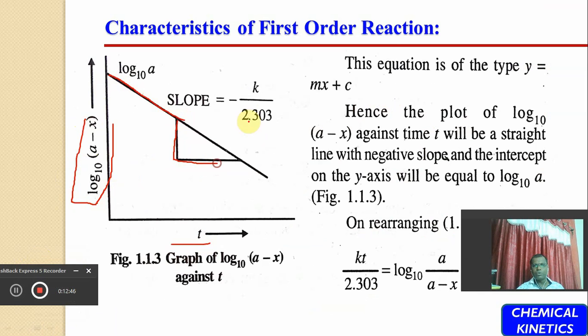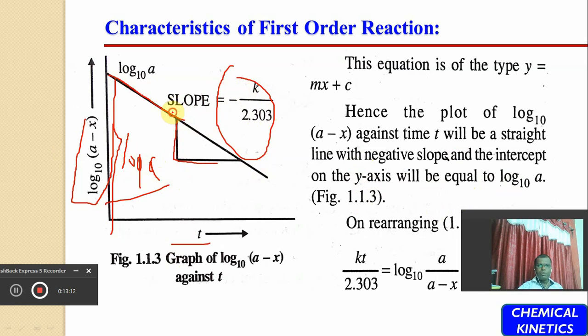With negative slope. It's very important, with negative slope and positive y-intercept, and this y-intercept is equal to log of simply a. So this is very important. So on the y-axis, this y-intercept will be equal to log a, and the slope of this line will be equal to minus k upon 2.303.